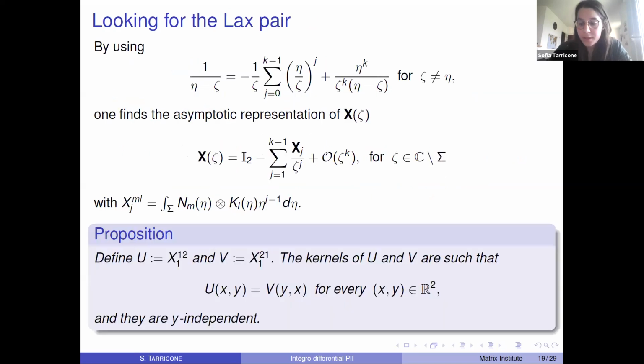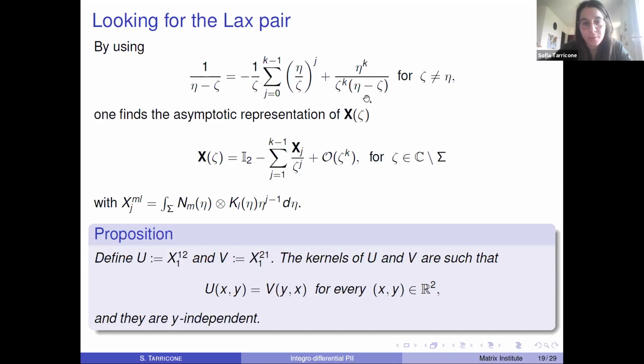What do you do with this solution of the Riemann Hilbert problem? So the first thing that you do, as is the case indeed in the matrix valued case, is look at the asymptotic representation of X, because this is the way you will get then to the Lax pair of the integrable equation that you want to look at. So what does it mean?